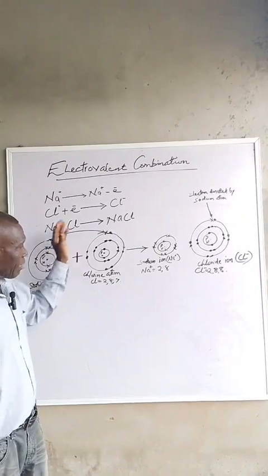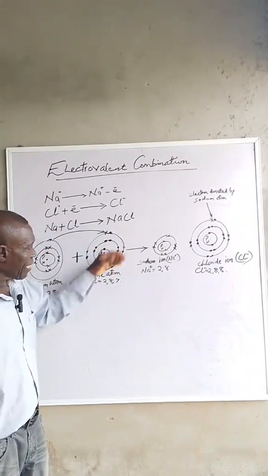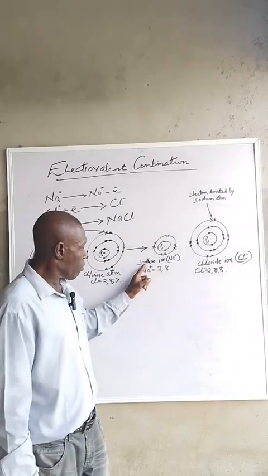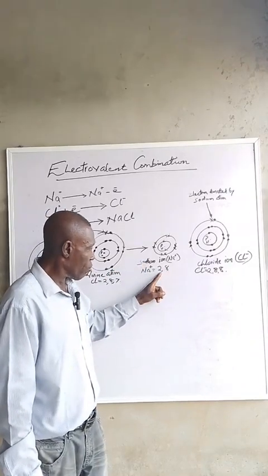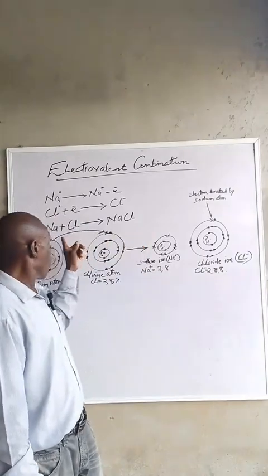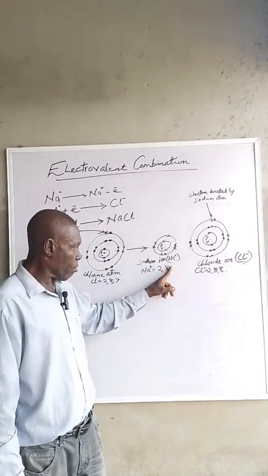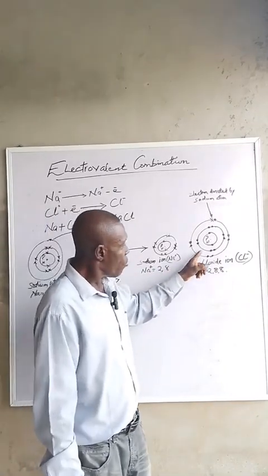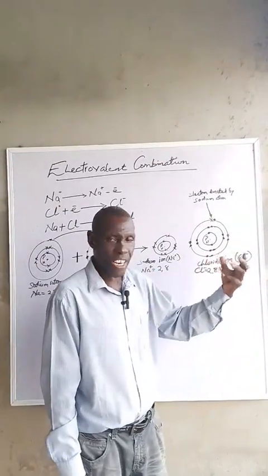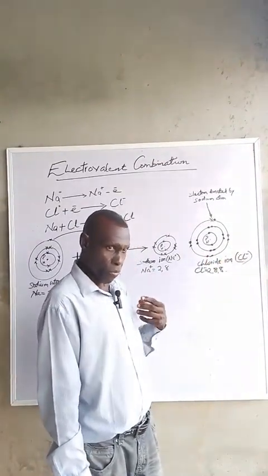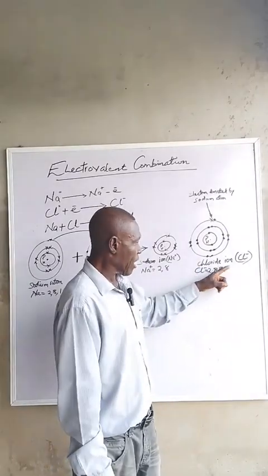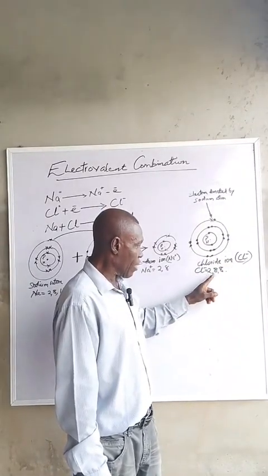So after the transfer and acceptance, you know that sodium now becomes an ion, remaining what? 2,8, because the only electron here is transferred to chlorine. This is now the sodium ion. Then the chlorine, after accepting that one electron from sodium, has become what? A chloride ion, having 2,8,8.